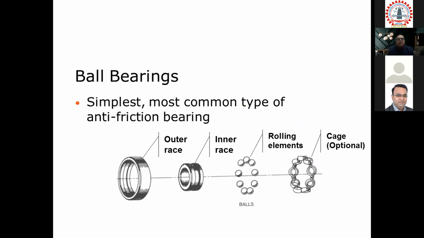Ball bearing is the simplest and most common type of anti-friction bearing. We see it everywhere, wherever we use electric motors. We use ceiling fans every day. We use a lot of other small equipment. Even in our house, we might use a mixer grinder, we might use a washing machine. Each one of them would typically be using a ball bearing. It will have the same outer race, inner race, and the rolling elements will look like balls.